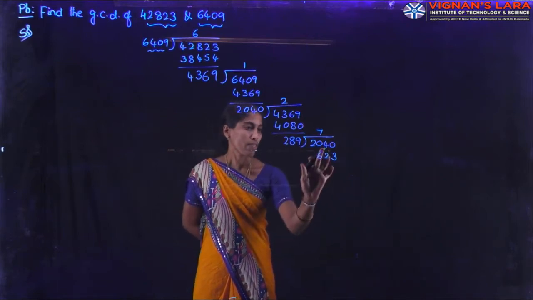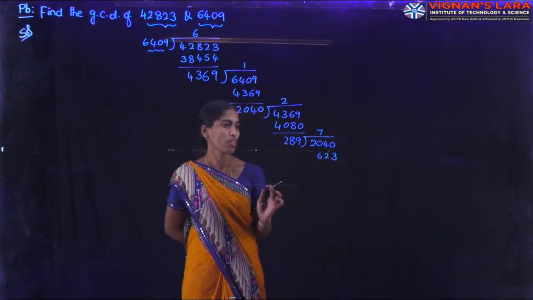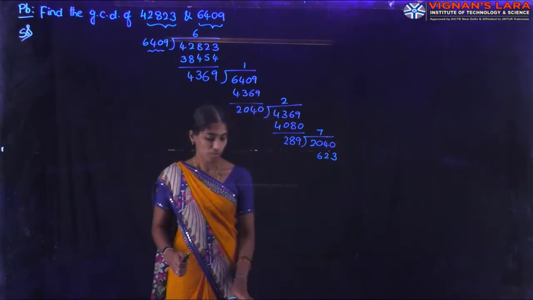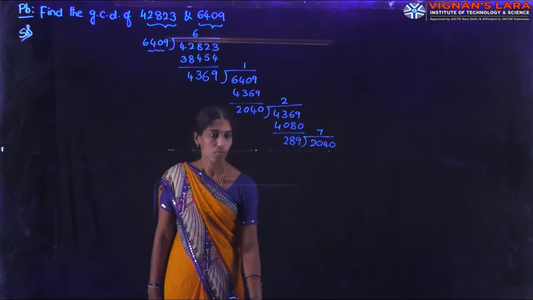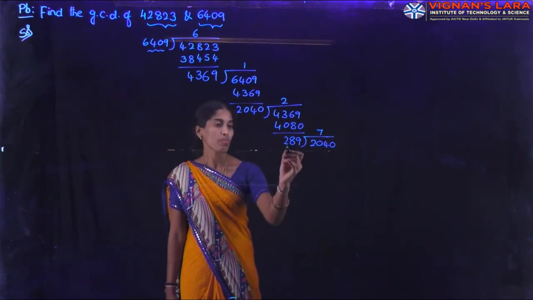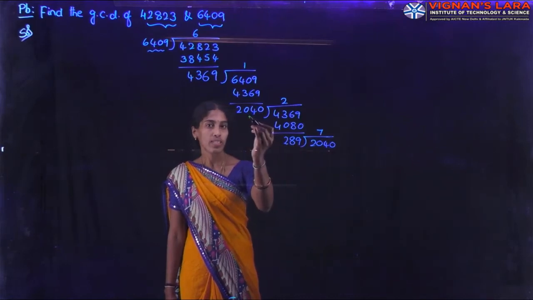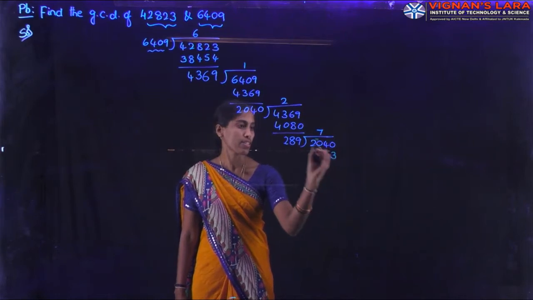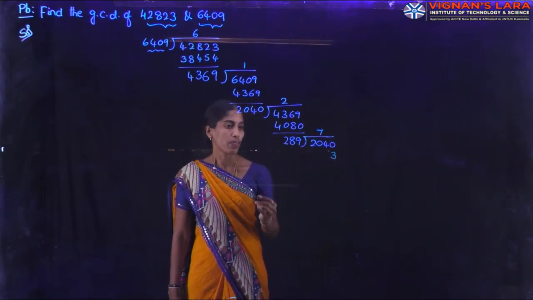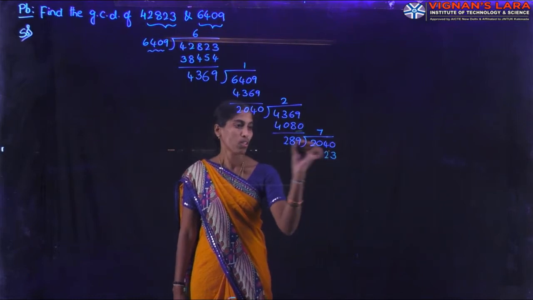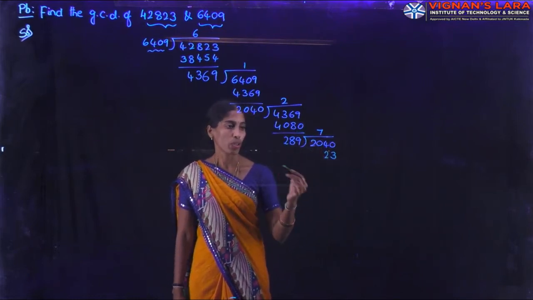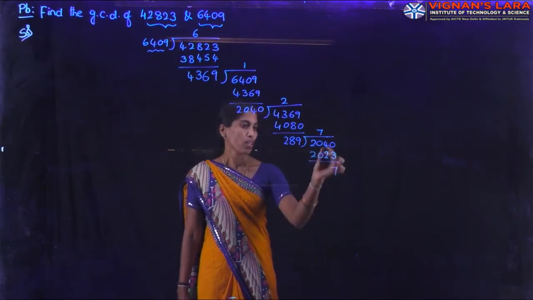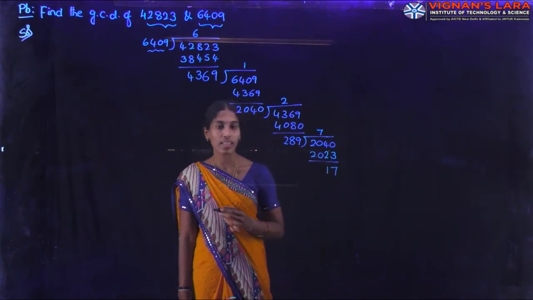Divide the previous divisor 2040 by 289, 7 times. 7 9s are 63, 6, right, 7 8s are 56, 62, 6, 7 2s are 14 plus 6. So 10 minus 3, 7, 3 minus 2, 1. 17 is the remainder.